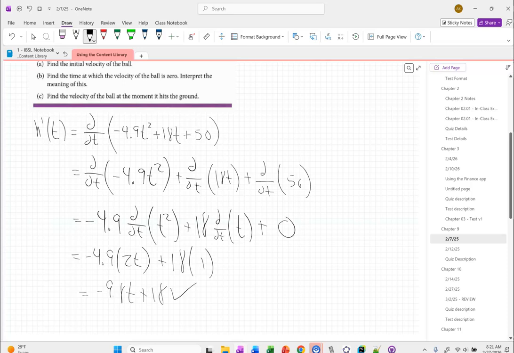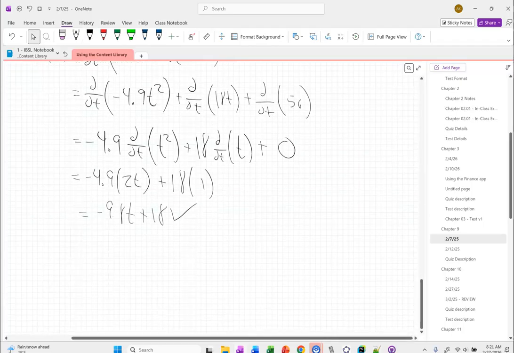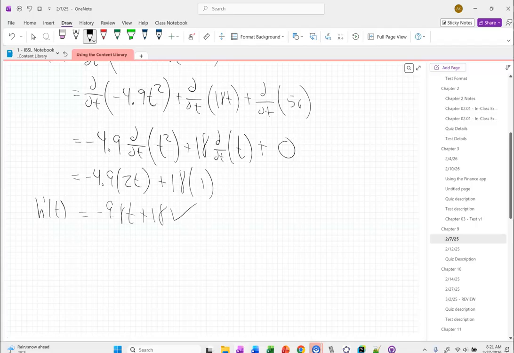And there is my derivative of position, which is equal to negative 9.8t plus 18, as quoted in the problem, right? They told us this already. I'm just confirming it.